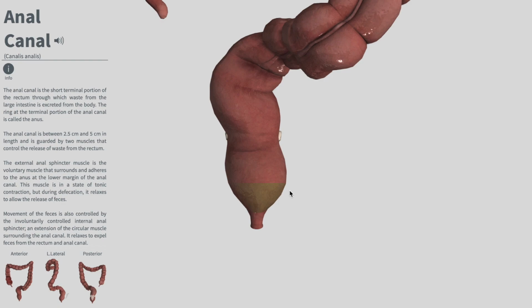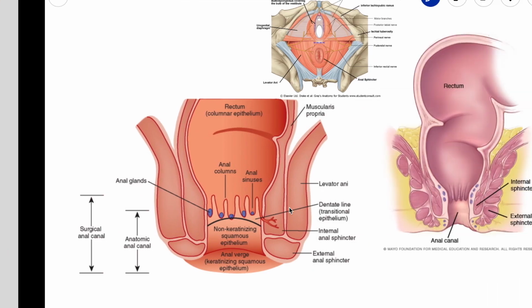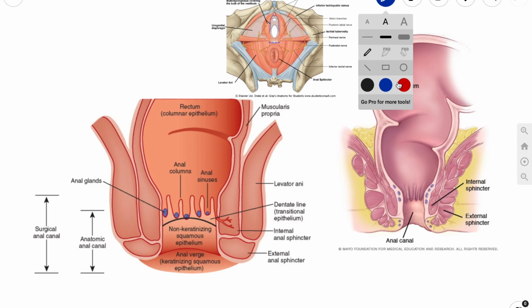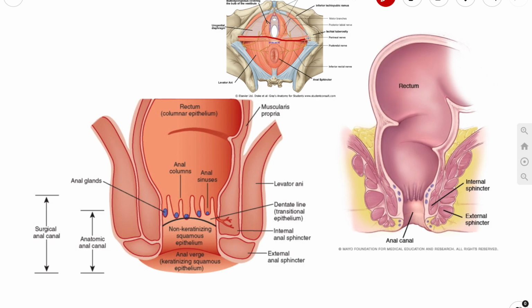So remember, first we'll be talking about the anatomical position of the anal canal. The anal canal is located within the anal triangle. This is your anal triangle, lower down there. If I use this pen and highlight it in green, this triangle is called the anal triangle, and down here you have the anal canal. So you would say the anal canal is located within the anal triangle of the perineum between the right and left ischial tuberosities. This is your right ischial tuberosity. This is your left ischial tuberosity.